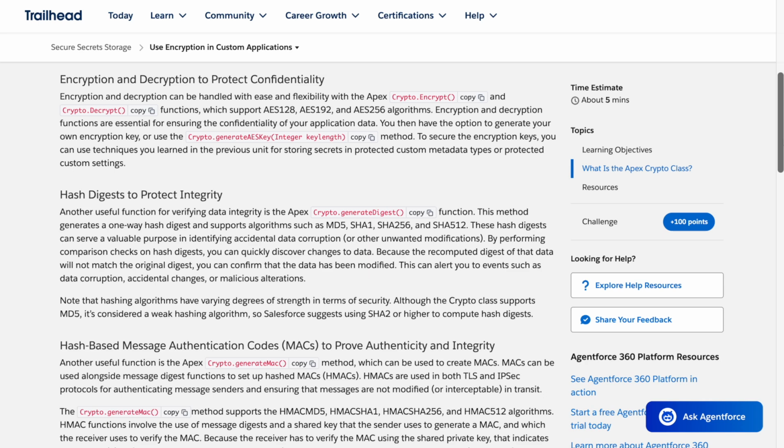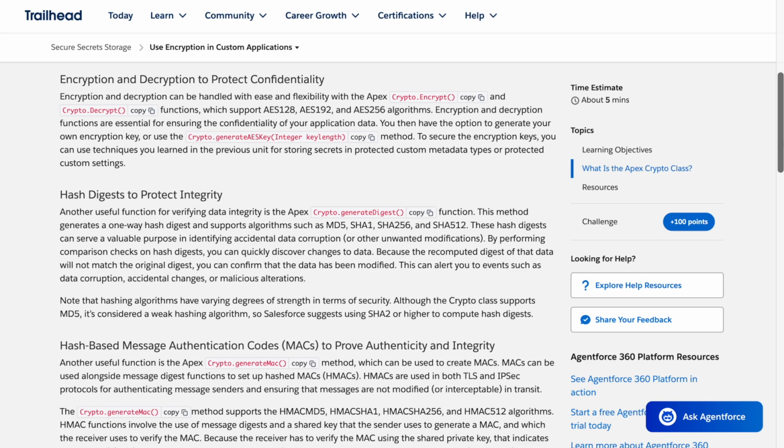Hash digests to protect integrity. Another useful function for verifying data integrity is the Apex Crypto.generateDigest function. This method generates a one-way hash digest and supports algorithms such as MD5, SHA-1, SHA-256, and SHA-512. These hash digests can serve a valuable purpose in identifying accidental data corruption or other unwanted modifications. By performing comparison checks on hash digests, you can quickly discover changes to data. Because the recomputed digest of that data will not match the original digest, you can confirm that the data has been modified. This can alert you to events such as data corruption, accidental changes, or malicious alterations.